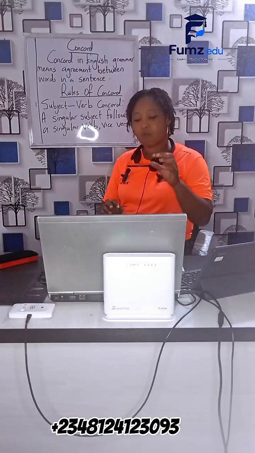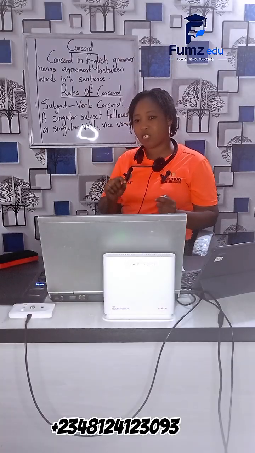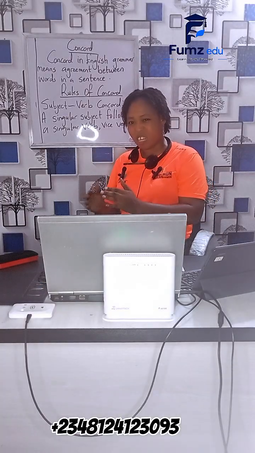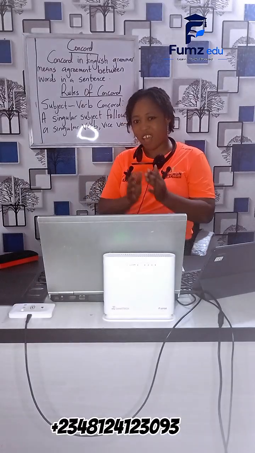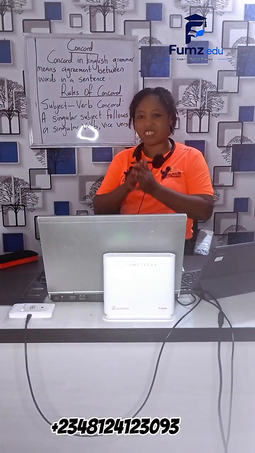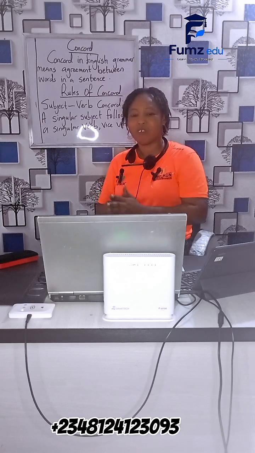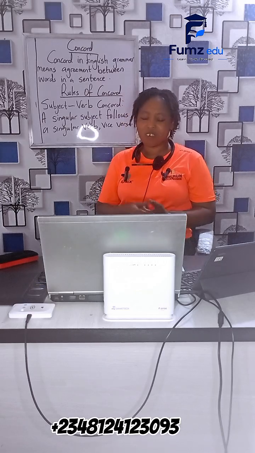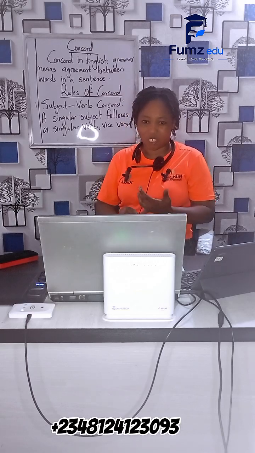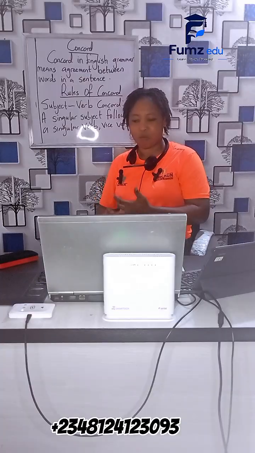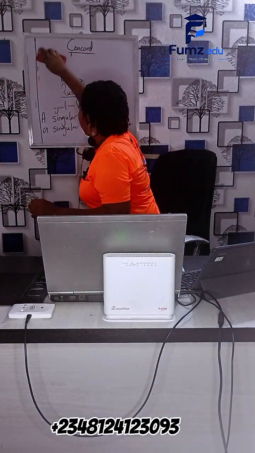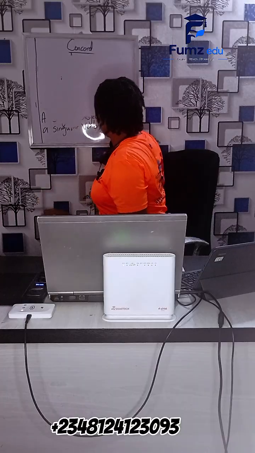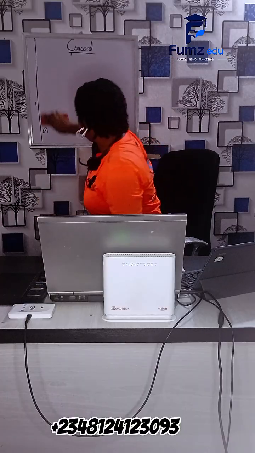The subject-verb Concord says, when I have a singular subject, it must follow a singular verb. When I have a plural subject, it must follow a plural verb. Now the question should be, which one is a singular subject? Which one is a singular verb? So let's look at the verb first. What does it mean to say this is a singular verb and this is a plural verb?